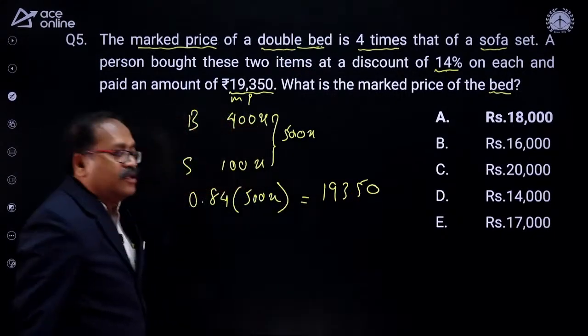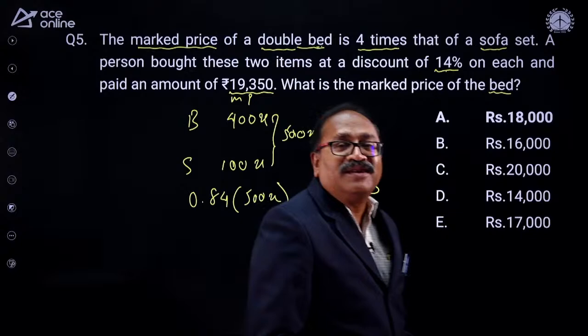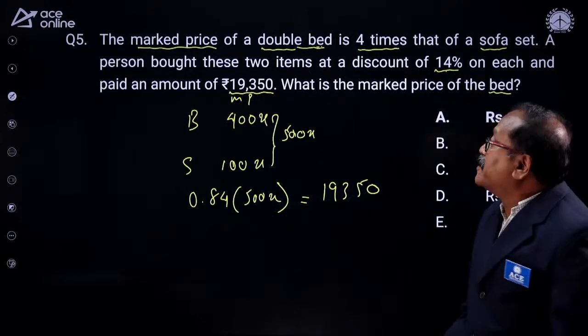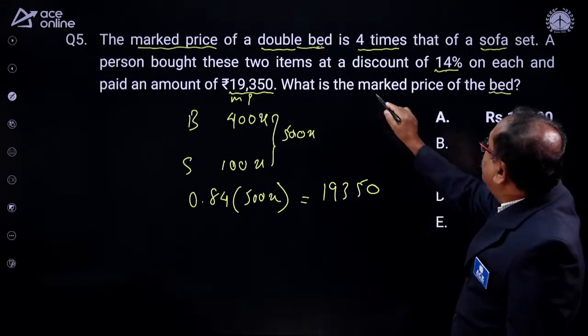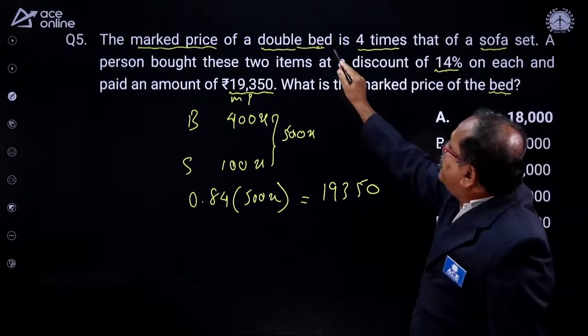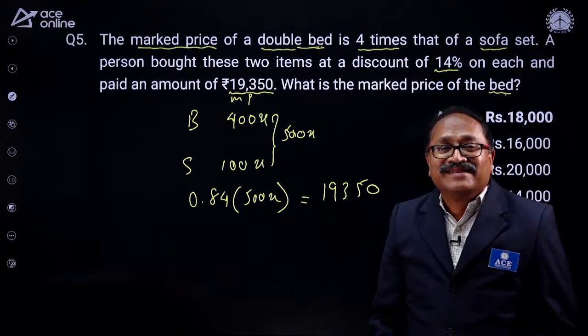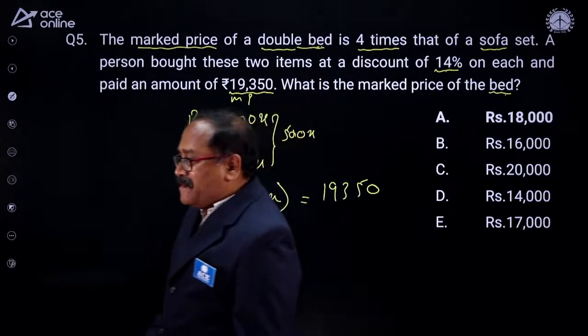19,350. This is given, so won't we be able to find the value of x? Absolutely. And once I get the x value, I can find out the marked price of the bed, which is 400x. Let's find it now. Come on.